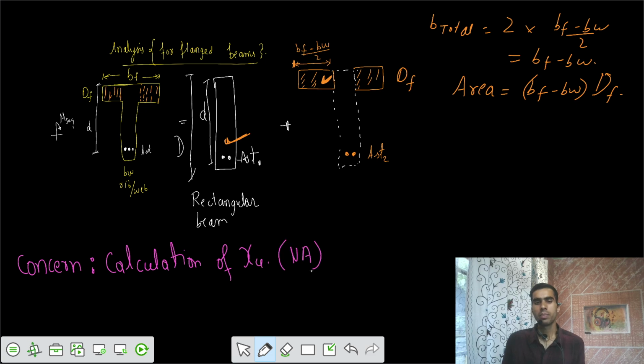So this is the main concern for this flanged beam. What should be the neutral axis location? What is the actual neutral axis location? For the first part, we can easily solve where the neutral axis location should be, and for the second part, it's a mess, a lot of work we have to do. So based on the location of the neutral axis, we can have three different cases.